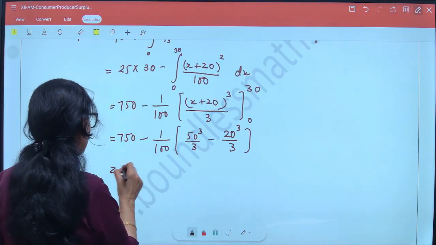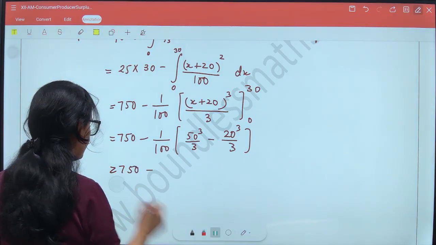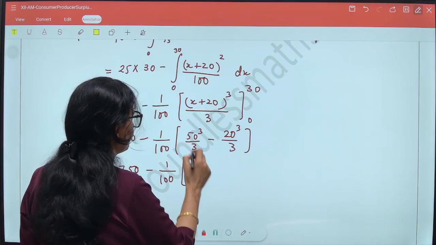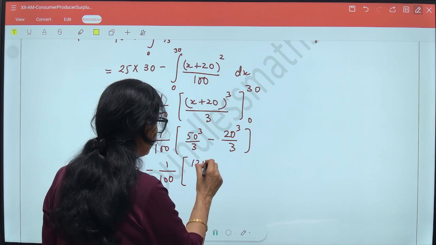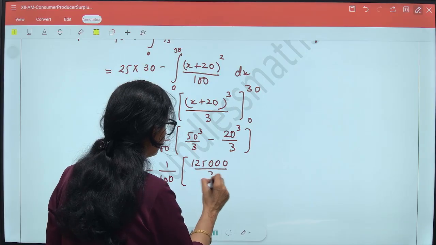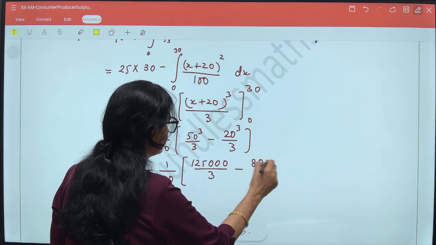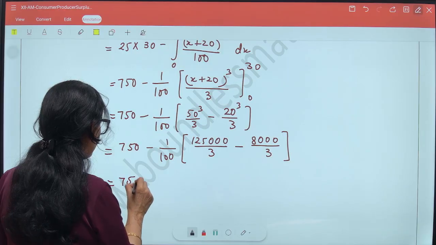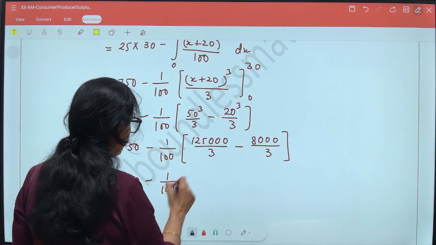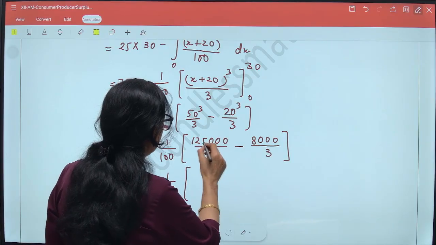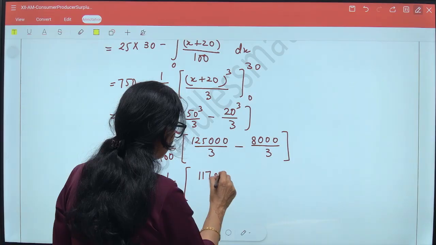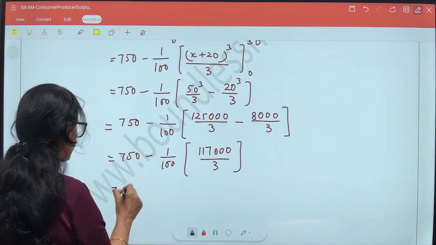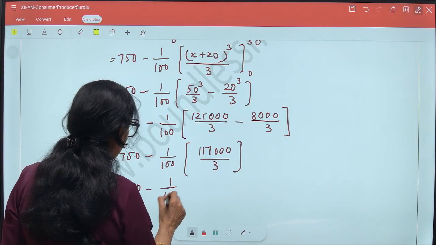So now what do you get? 750 minus 1 by 100 into 50 cube. 50 cube, 5 5s are 25, 25 5s are 125. So it is 125 and then 3 zeros upon 3, minus 2 cube is 8 and then 3 zeros upon 3. So that becomes 750 minus 1 by 100 and you have minus 8000. So it is going to be 117,000 by 3.